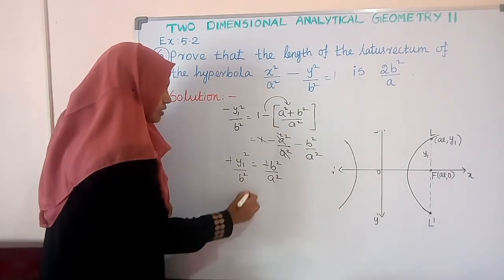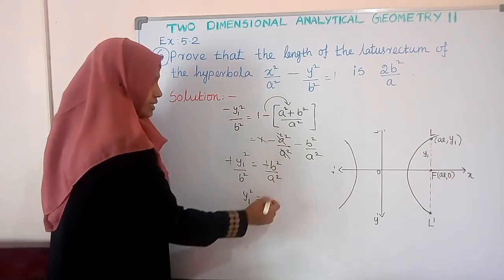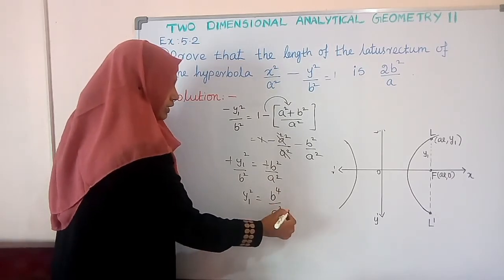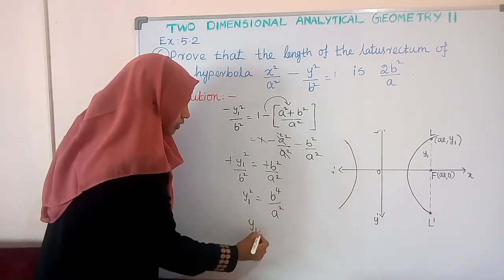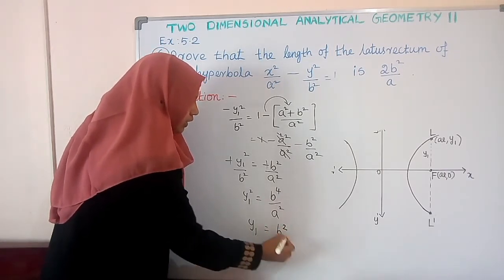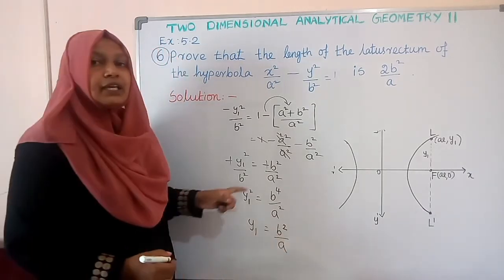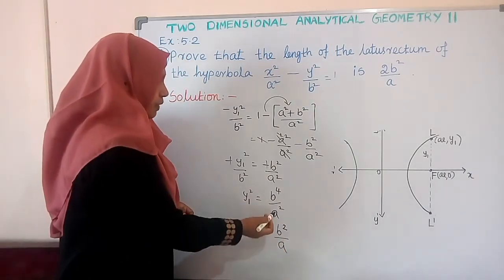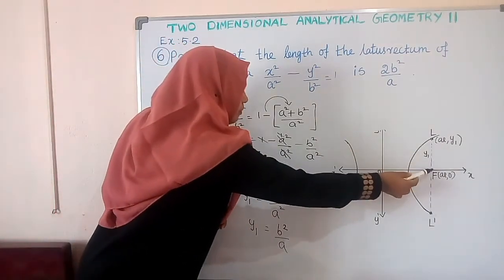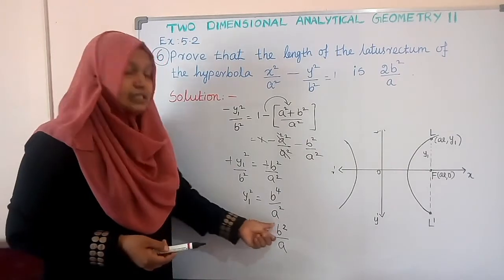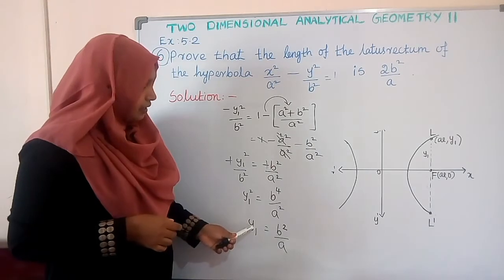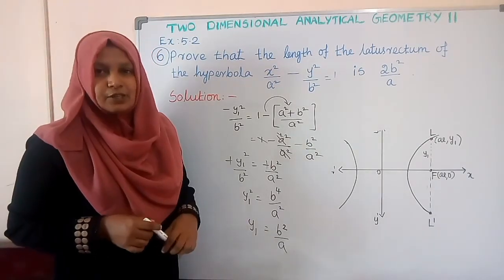Now y1 square is equal to, take this b square to the right side. Already we have one more b square. It becomes b power 4 by a square. Now take the square root. It is y1 is equal to b power 4 becomes b square, a square becomes a. When you take the square root, this b power 4 by a square becomes b square by a. See, the length of semi-latus rectum is y1, that is b square by a. Then the total length of latus rectum will be 2y1 and it is equal to 2b square by a.